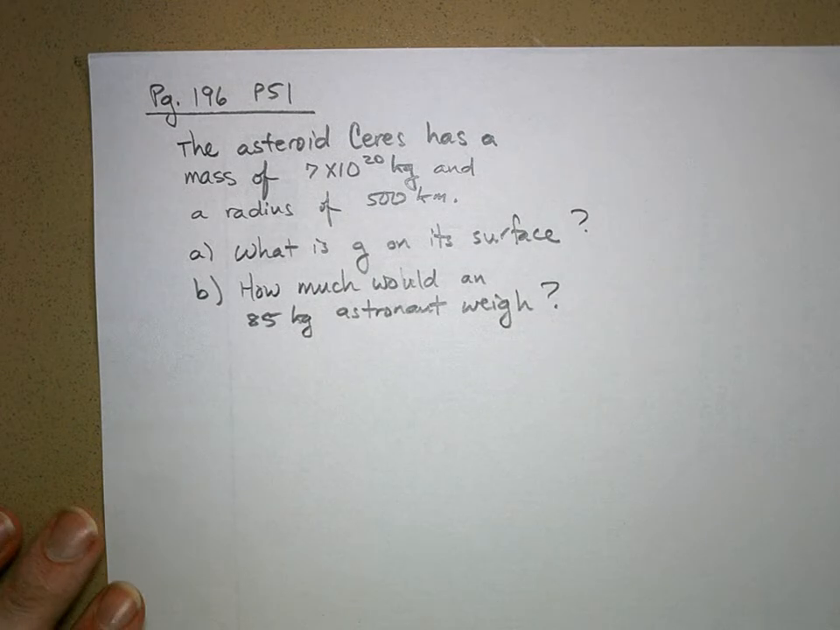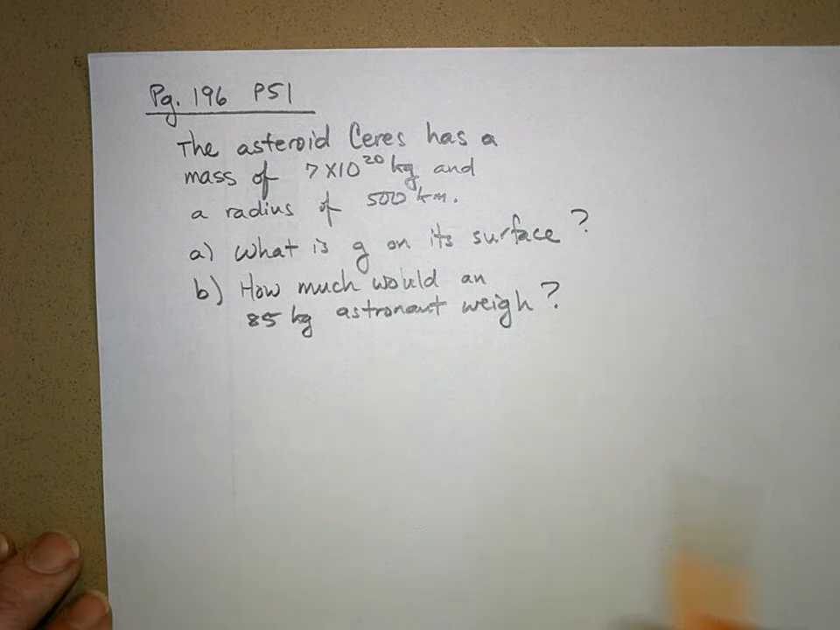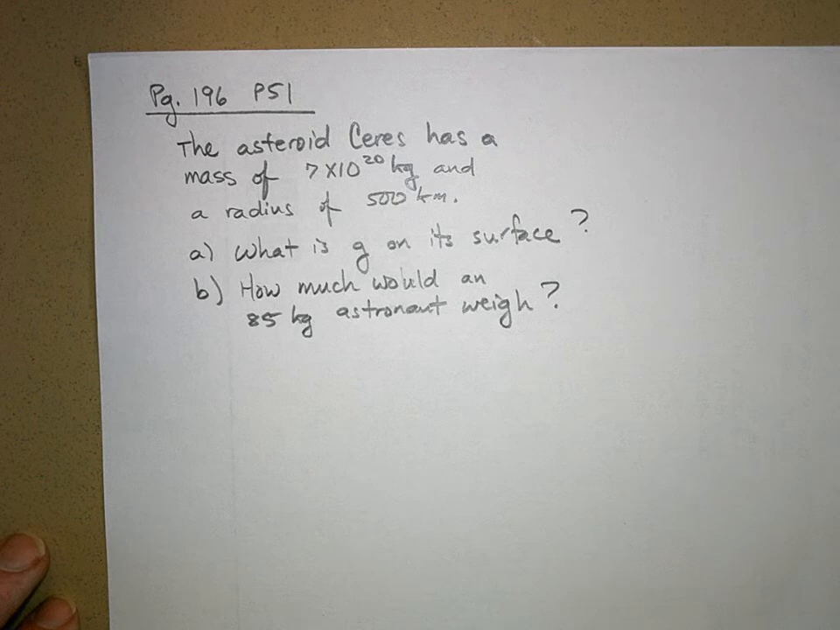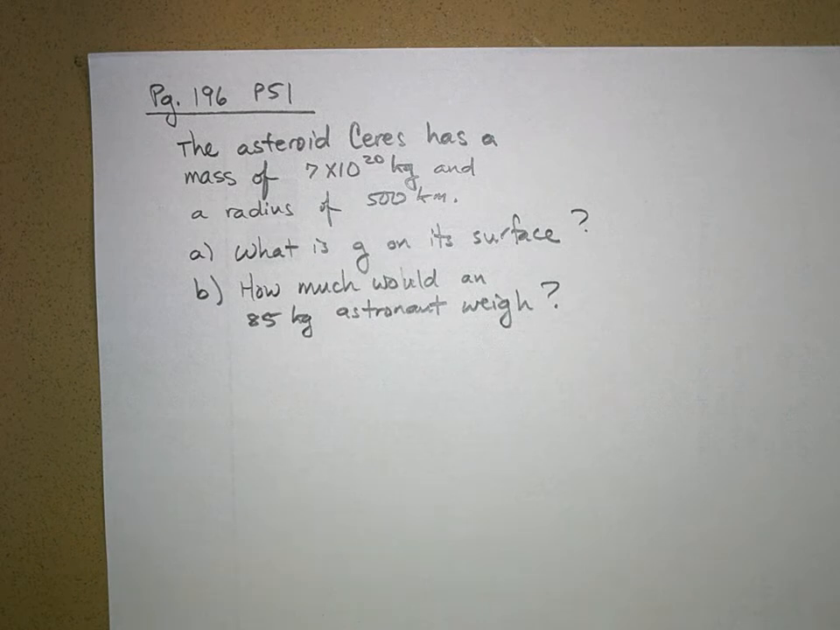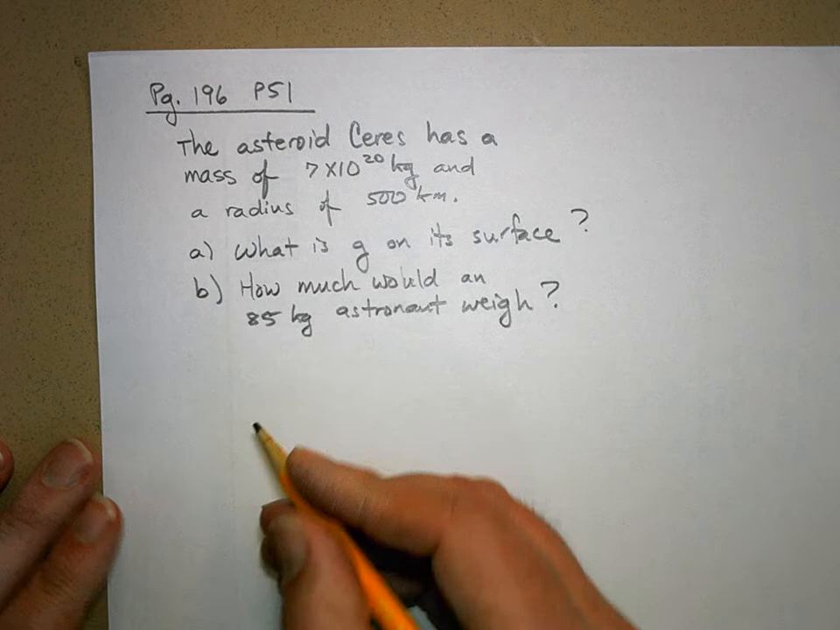So we've got an asteroid, a little tiny planet. Ceres is, I believe, the biggest of the asteroids. It's like a little tiny planet, 500 kilometers in radius. So not that big. But we want to know what is the acceleration of gravity on its surface and how much would an 85 kilogram astronaut weigh on its surface. Okay, so let's do that.